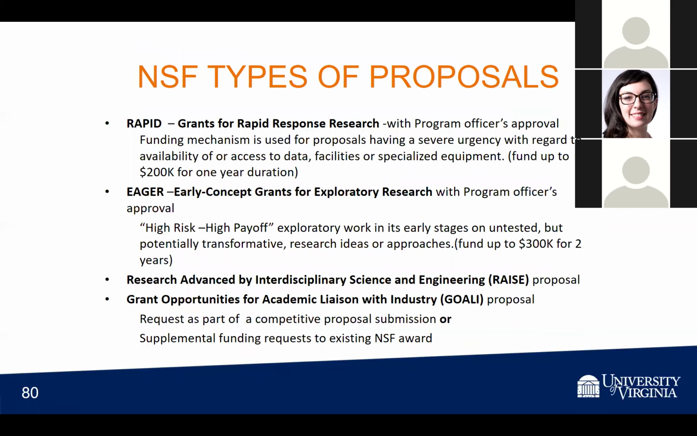Types of proposals. NSF has a whole host of their own mechanisms. The RAPID grants for rapid response research. With the program officer's approval, an investigator can propose a proposal tackling something with severe urgency, either due to availability or access of data. I think there's been a lot of rapid proposals in response to COVID, for example, typically up to $200,000 for 1 year. EAGER proposals are early concept grants for exploratory research. Once again, you need a program officer's approval to submit their exploratory work in early stages on untested but potentially transformative research ideas or approaches. Fund up to $300,000 for 2 years.